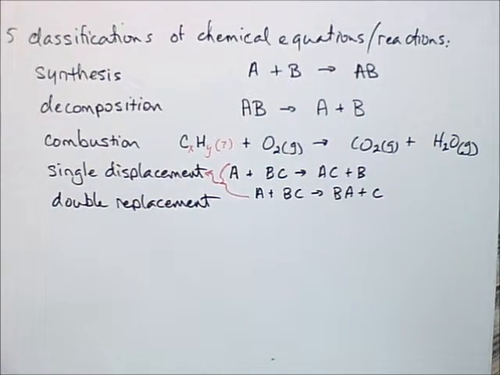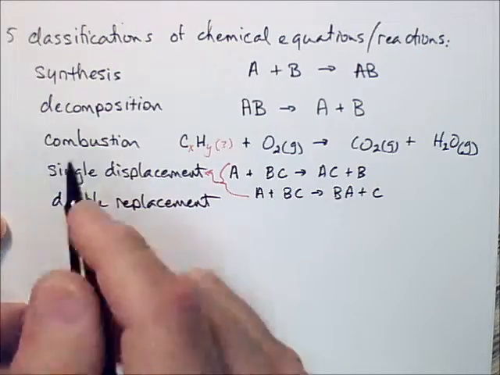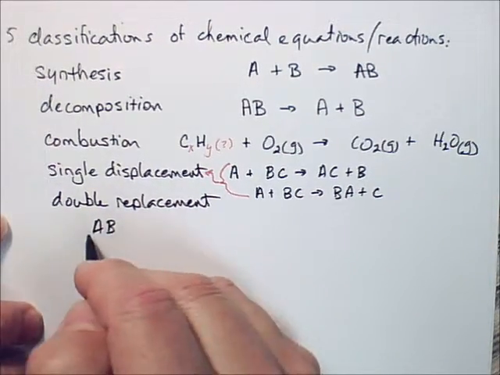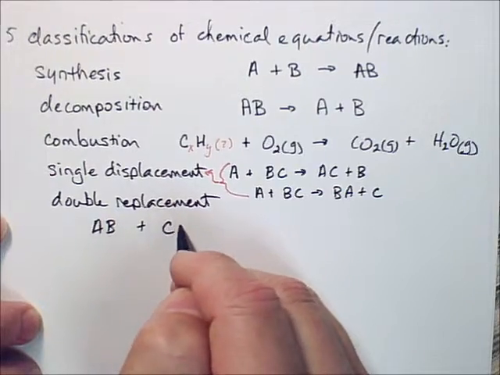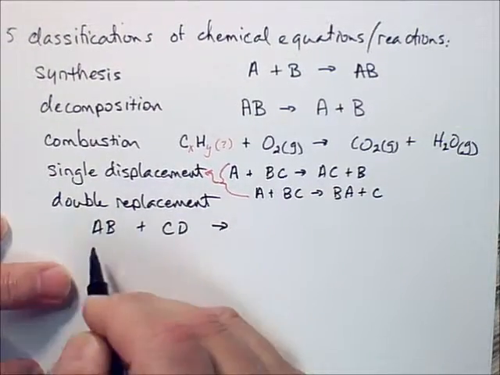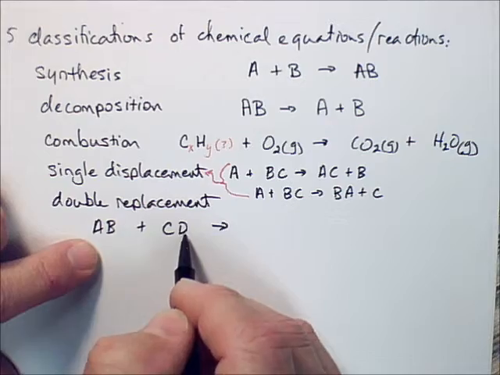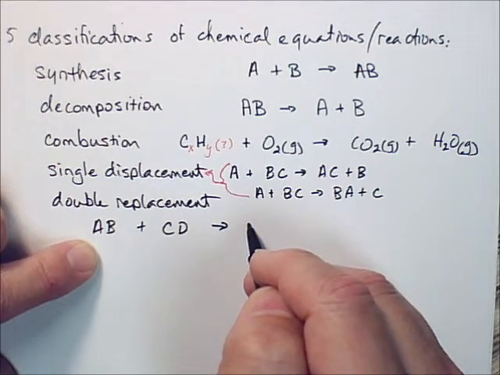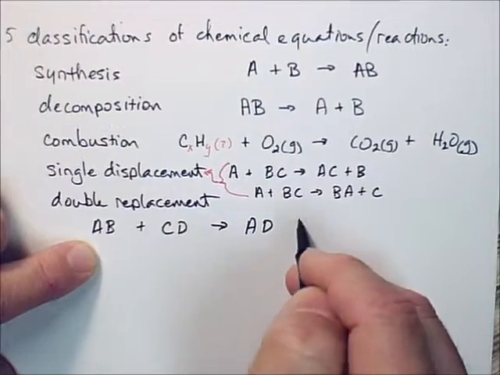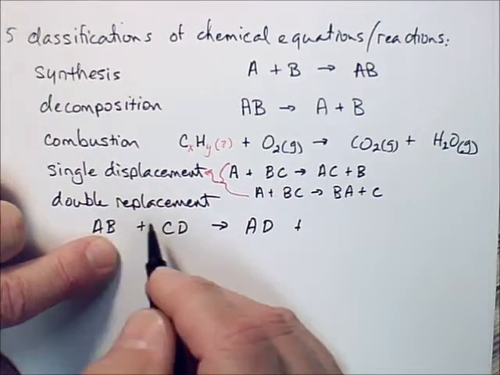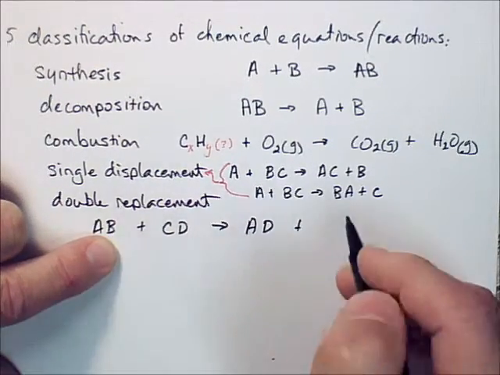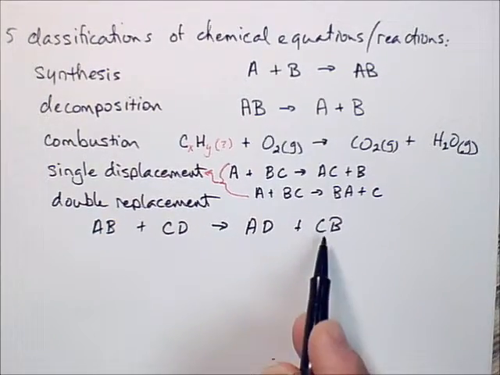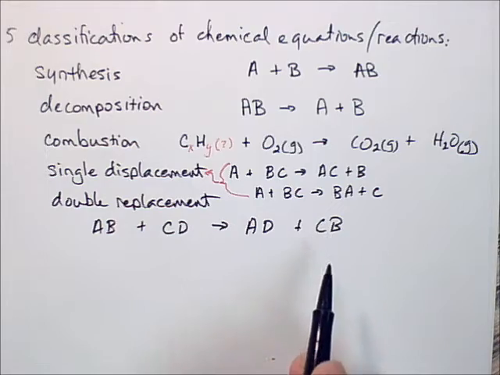Now, double replacement means I have 2 two-part compounds. So this would represent a single one of the 2-part compounds. This would represent another one. A is going to join up with the back of this. The front of this joins to the back of this. Front part always stays front part. AD. Front part always stays front part. The front of this joins with the back of that. CB. It doesn't really matter whether CB is written before AD.